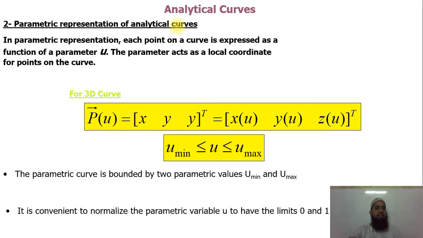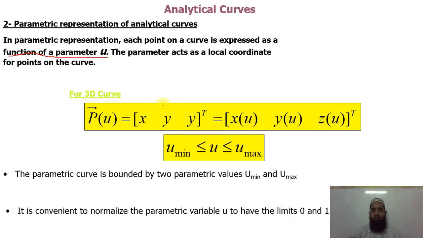The next is the parametric representation of analytical curves. In the parametric representation, each point on the curve is expressed as a function of parameter u. This is the major difference. It is a function of parameter u. The parameter acts as a local coordinate for the point on the curve.